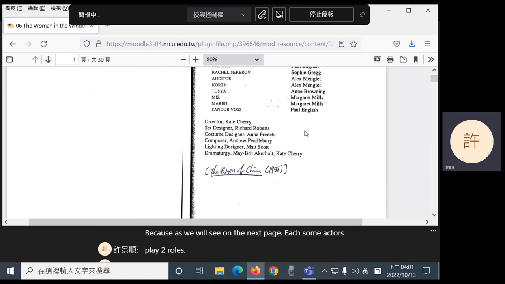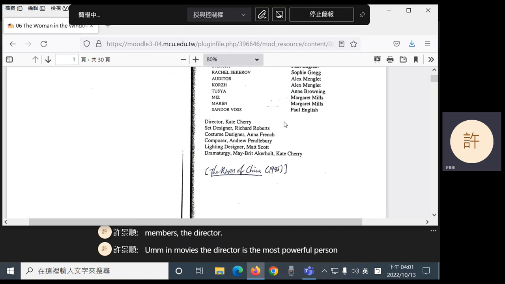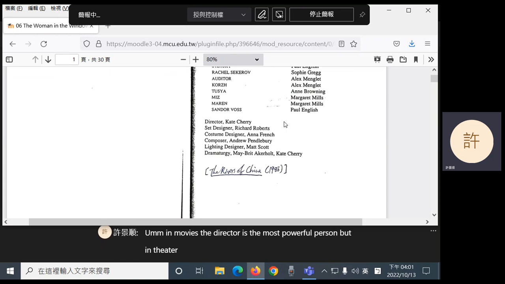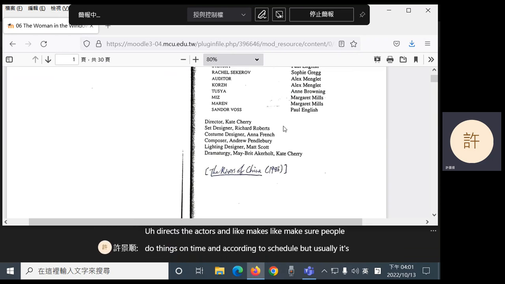And after the actors, it gives us a list of the key crew members, the director. In movies, the director is the most powerful person. But in theater, the most powerful person is the producer. The director is simply the person who directs the actors and makes sure people do things on time and according to schedule. But usually it's the producer who makes the decisions.